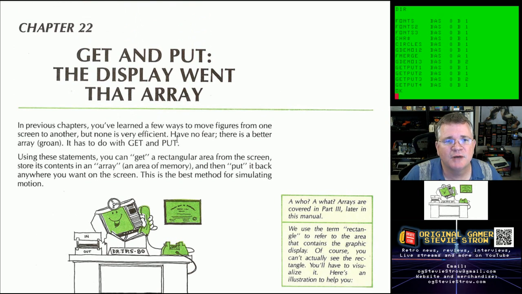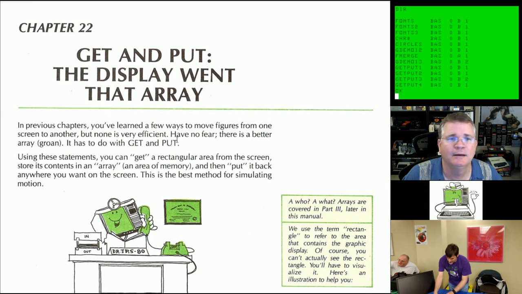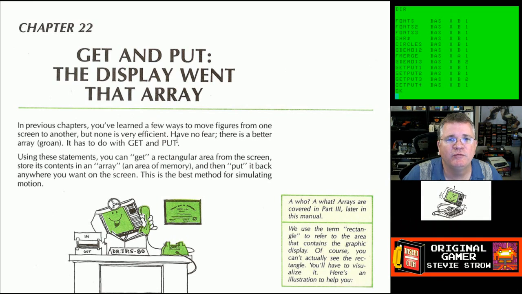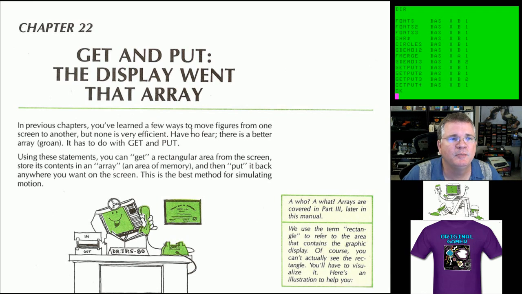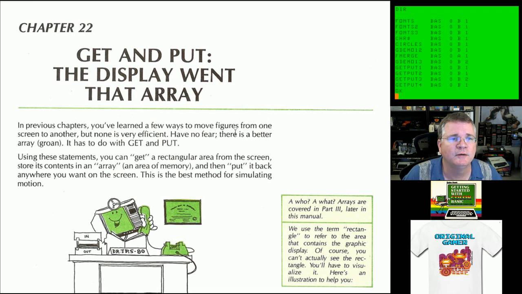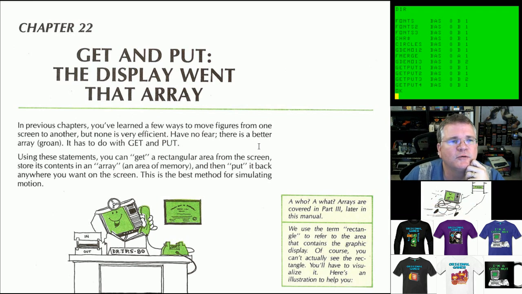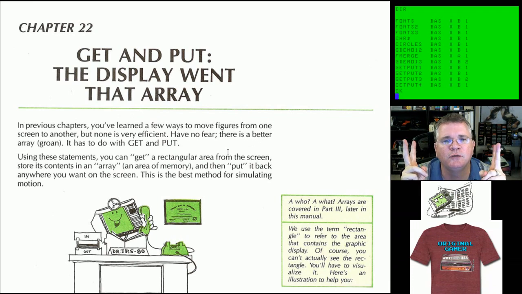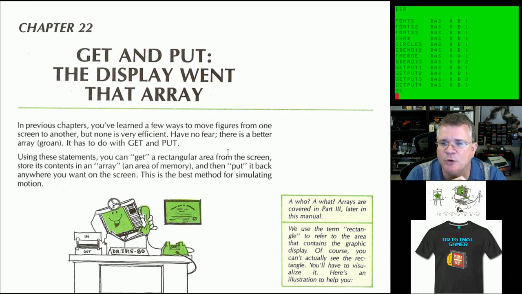So this chapter is chapter 22, Get Input, the display that went array. All right. In previous chapters, you have learned a few ways to move figures from one screen to another, but none is very efficient. Have no fear. There is a better array. Groan. It has to do with get and put. Using these statements, you can get a rectangular area from the screen, store its contents in an array, which is an area of memory, and then put it back anywhere you want on the screen. This is the best method for simulating motion.